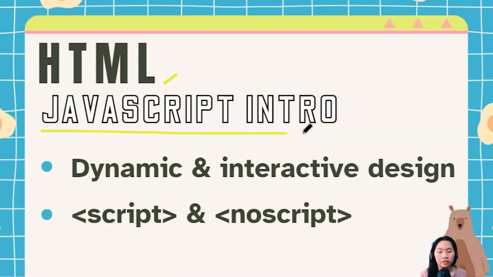Today is JavaScript introduction. Okay, so JavaScript handles the dynamic and interactive aspects of a website, and one of the main ways that it does it is through the script tag. If you want to have JavaScript right in your HTML document, use script. And noscript is for the case of JavaScript being unable to be executed. Maybe the browser is not compatible or the user themselves have blocked JavaScript for some reason.